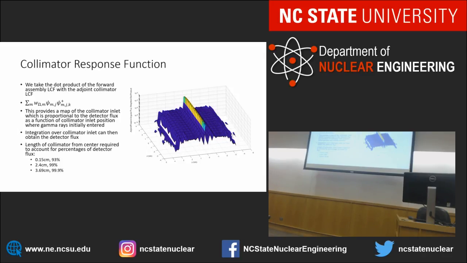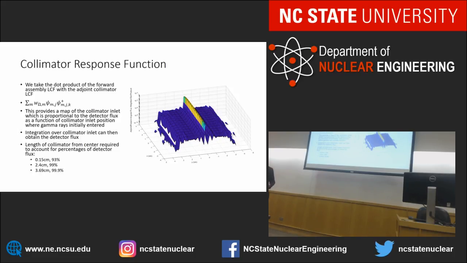So what we're graphing is this equation right here. That's just the adjoint multiplied by the forward solution, which we're effectively treating as an area-wide flux, and then integrating over angle. And what we can think of this as is a detector response as a function of where that gamma radiation initially impinged on the collimator inlet.